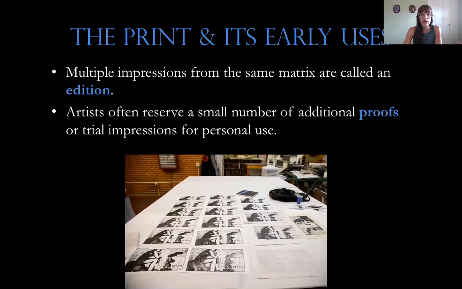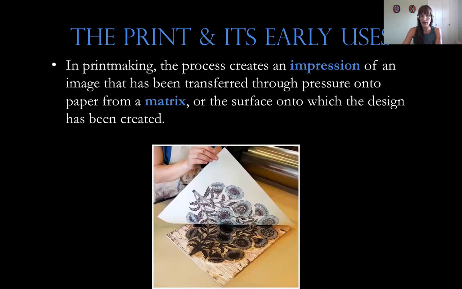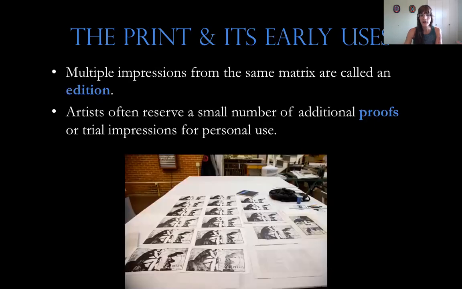Just a couple more key terms to bring up. Multiple impressions can come from the same matrix. For instance, if you have one matrix like this wood block, you can use it multiple times, and you can put different colors in different areas and then use it to print over and over and over again. And then the images that were made by the same matrix would be called an edition.